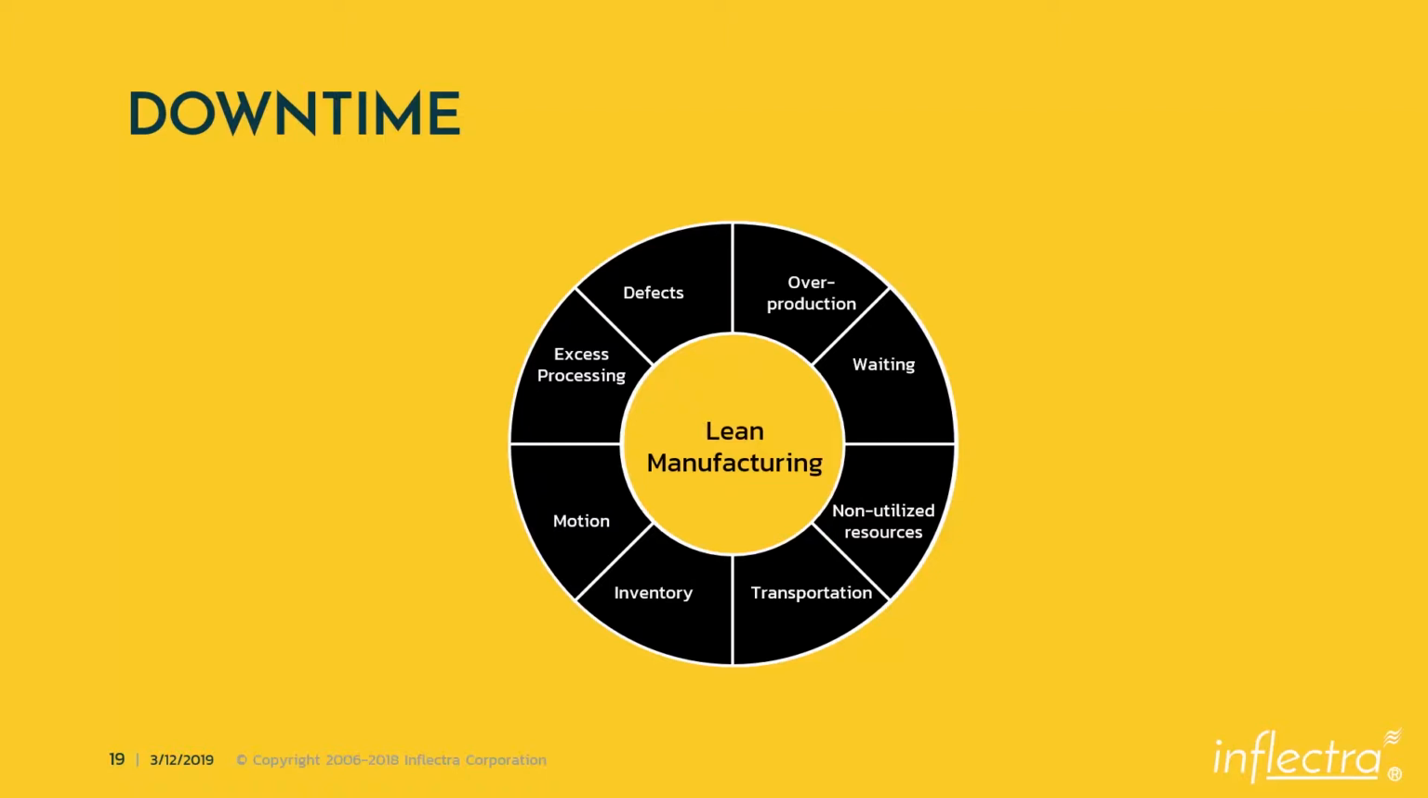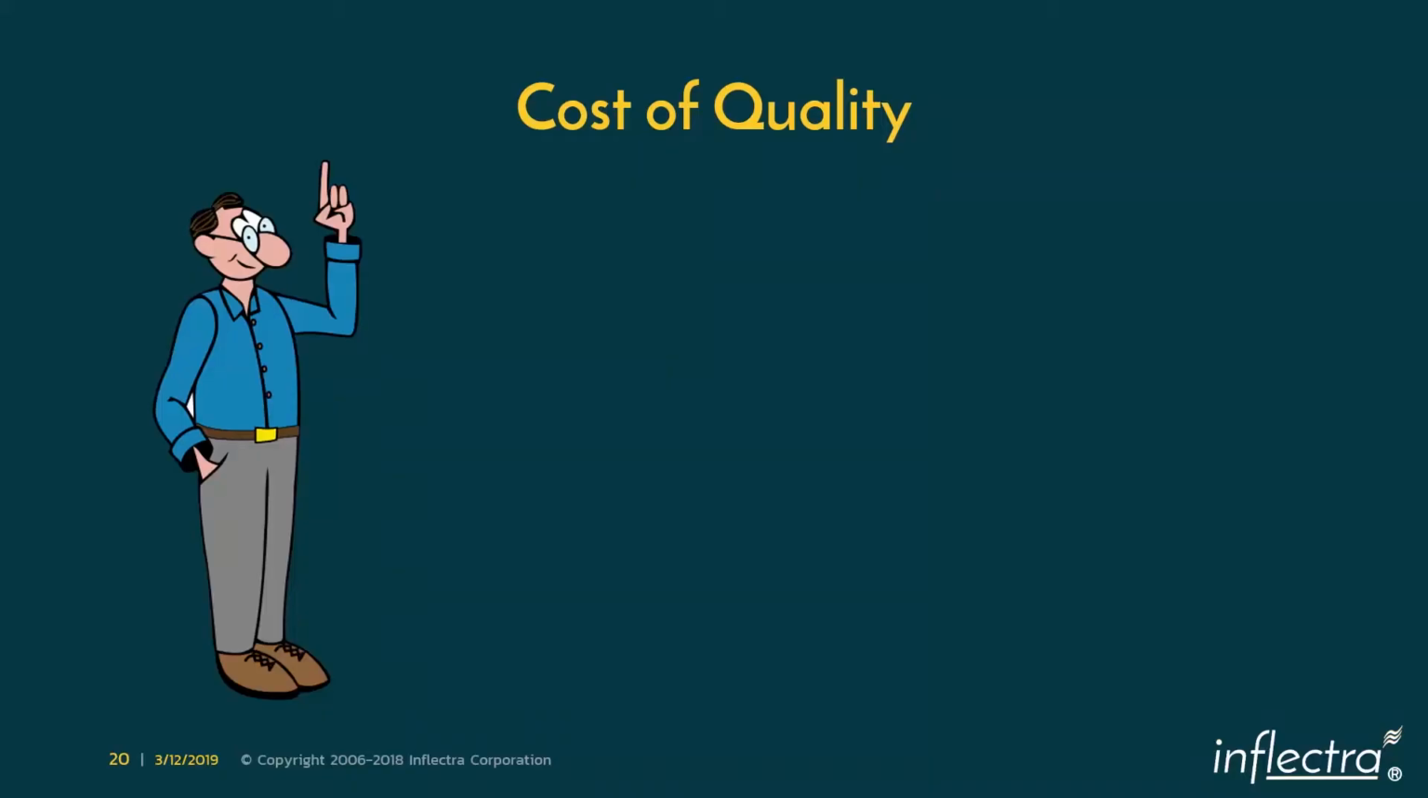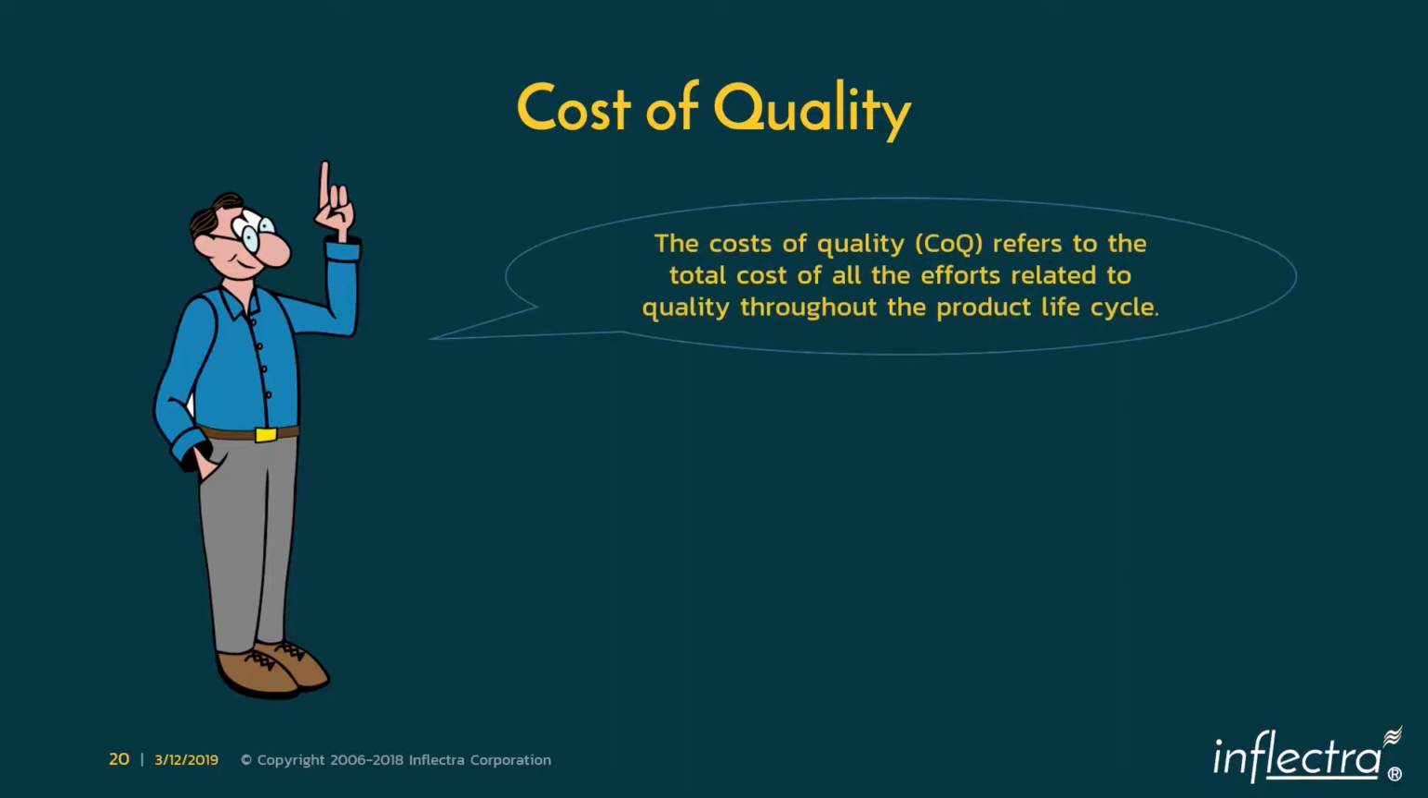Say, if any one of the above factors contributed to a schedule slip of 10% on a project that cost $100,000, at a minimum, $10,000 lost. That is 10% of $100,000. That is now an additional cost to the project that could have been effectively controlled. This leads us to the notion of cost of quality. It refers to the total cost of all the efforts related to quality through the product lifecycle.